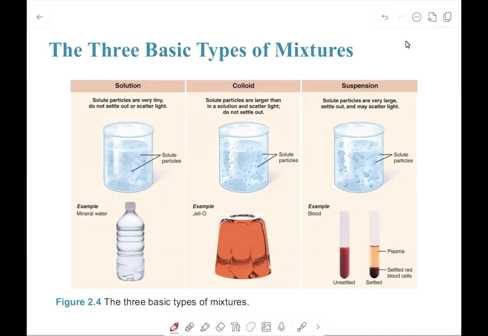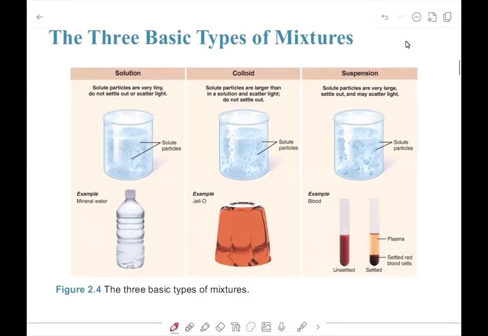There are three basic types of mixtures, and you need to be aware of the ones that are present in the human body. So the first one is what's called a solution. And in this case, the solute particles are the smaller amount. So these are the solute particles. Let's say that this is a sodium solution. The sodium and the chloride would be the solute particles.